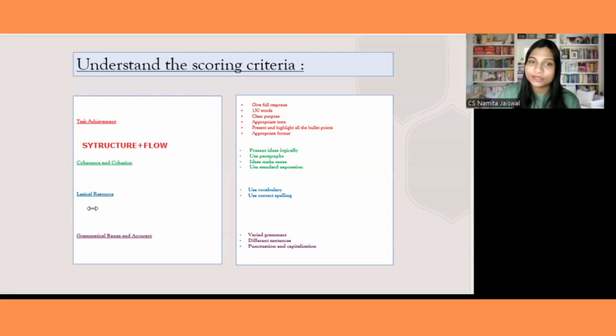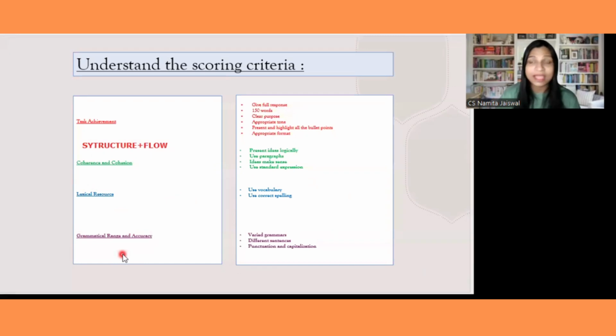The next is lexical resource. This is nothing but vocabulary. You have to use topic-related words. You can use advanced vocabulary. You have to vary your words. You cannot use the same word again and again, as that will reduce your score. Using correct spelling is, again, mandatory, or it is going to reduce your lexical resource band score.